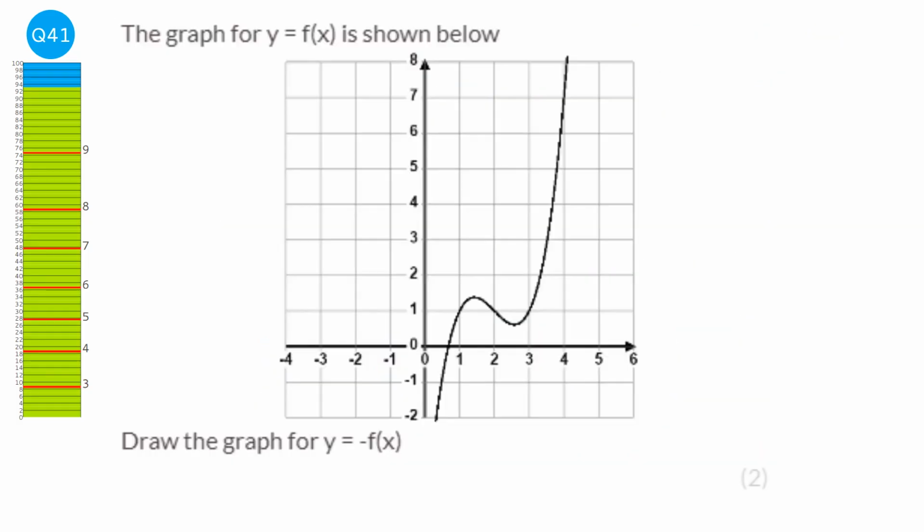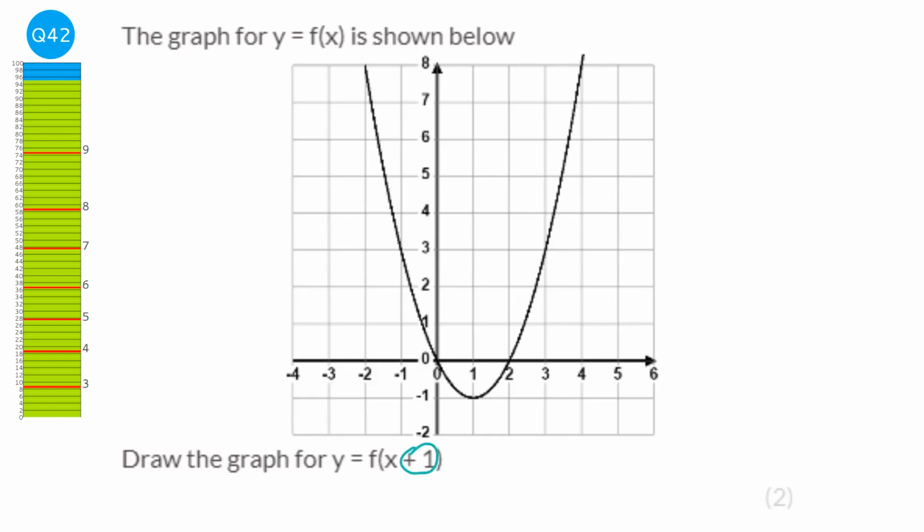You can see that there's a negative on the outside of the function, and when we have a negative on the outside of the function, it means that we reflect it in the x-axis. So we're going to be reflecting this graph in the x-axis. We can see it crosses the x-axis here, so our graph needs to go through that point, and we just try our best to reflect it, and so it should look something like this. And we're going through that point there, and then all the way up.